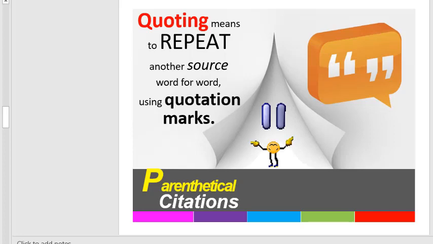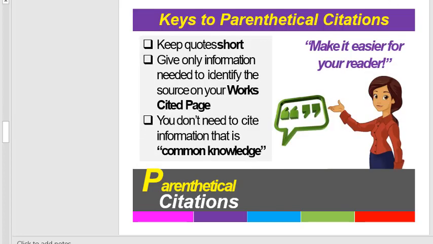Now to know about parenthetical citations. Quoting means to repeat another source word for word using quotation marks. These are the quotation marks. These should be used when quoting another source. Now the key to parenthetical citation is to make it easier for your reader. It should not be hard. Keep quotes short, not long. Give only the information needed to identify the source in your works cited. You don't need to cite information that is common knowledge.